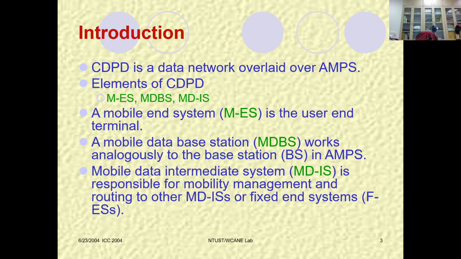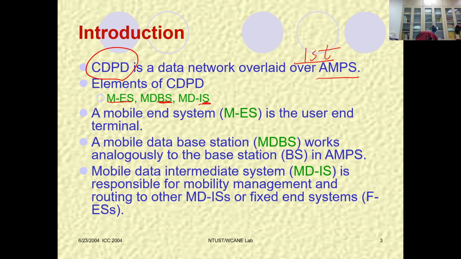First of all, we have introduction. CDPD. CDPD is a data network overlay over the first generation cellular system called AMPS, Advanced Mobile Phone System. For CDPD, we have elements of mobile end system, mobile data base station, mobile data intermediate system.